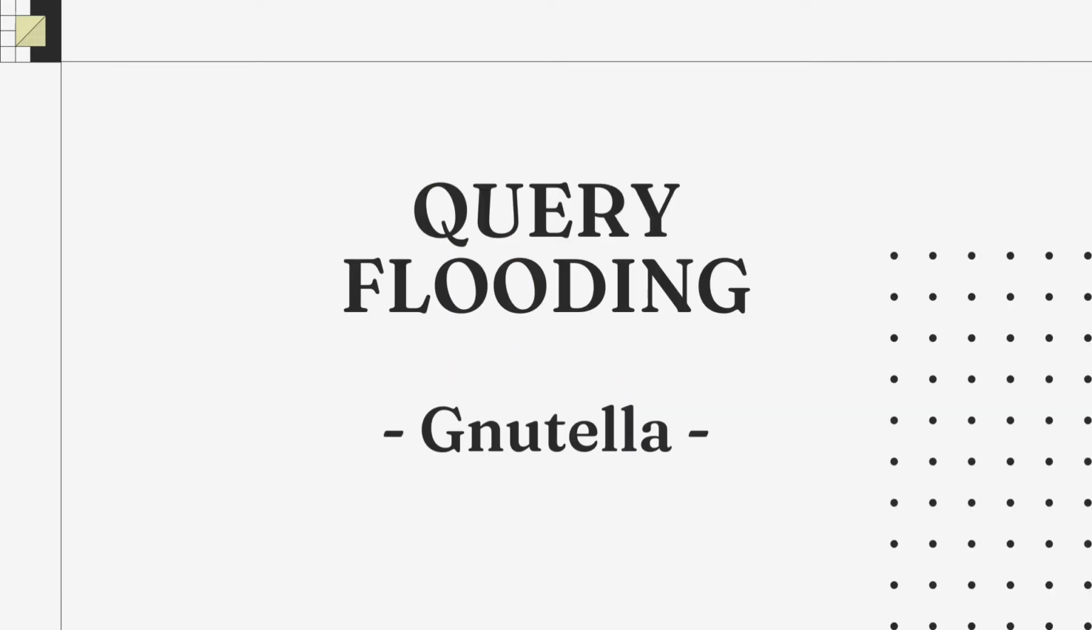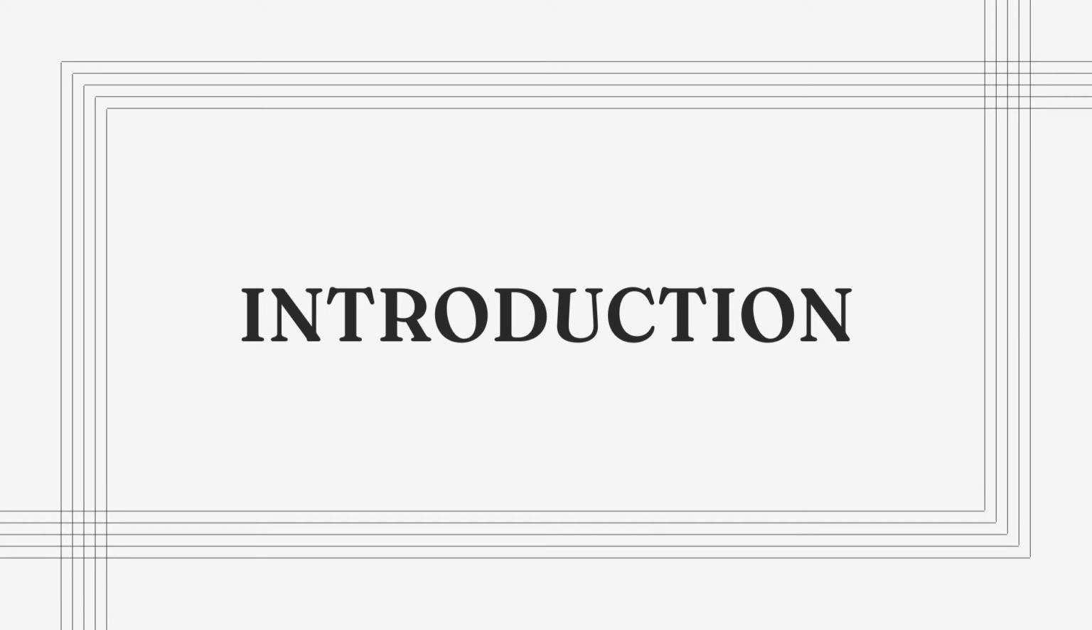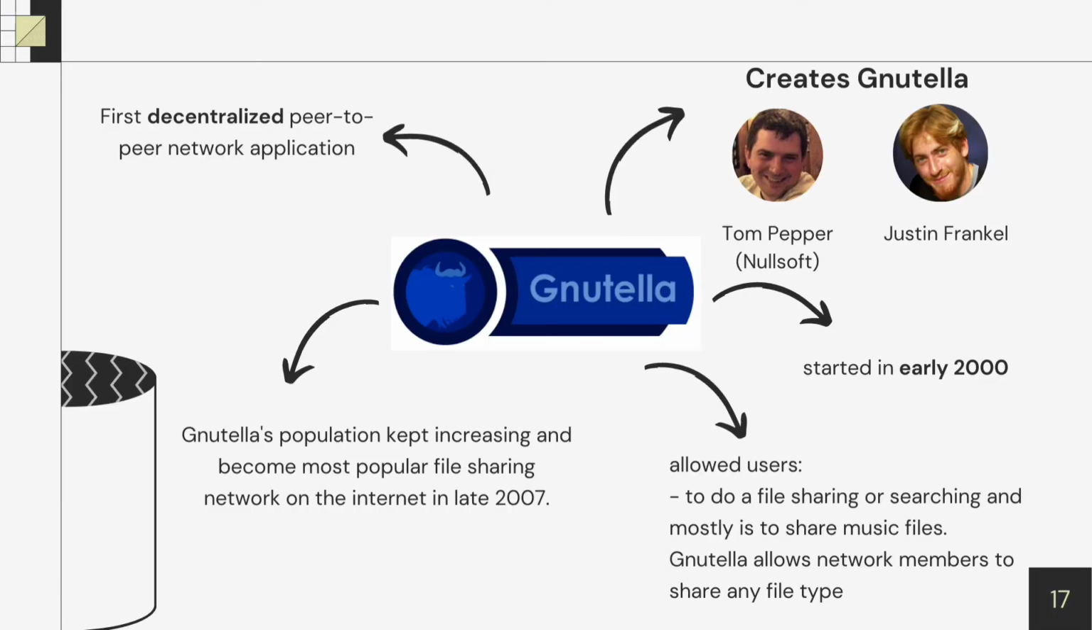Next application is Gnutella. It is a query flooding peer-to-peer network type. Okay, here's some introduction about the Gnutella application. Gnutella is the first decentralized peer-to-peer network application. It was developed by Tom Pepper from Nullsoft and Justin Frankel. Gnutella started in early 2000. It allows users to do file sharing or searching, and is mostly used to share music files. Gnutella allows network members to share any file type.